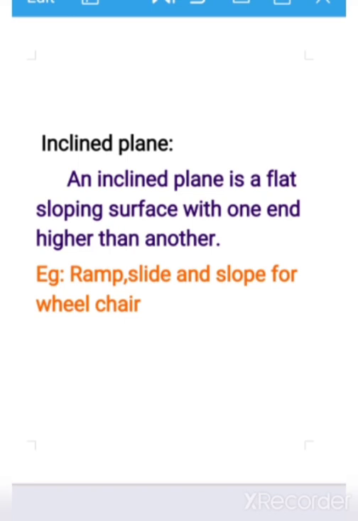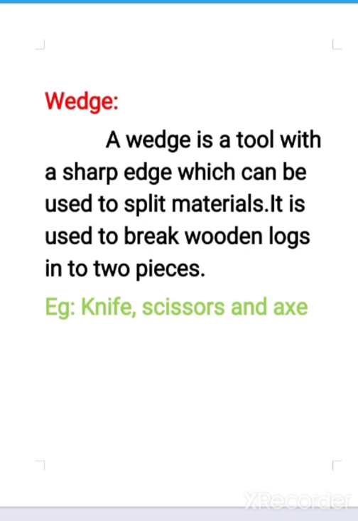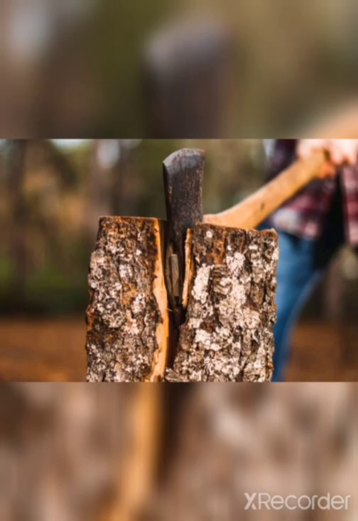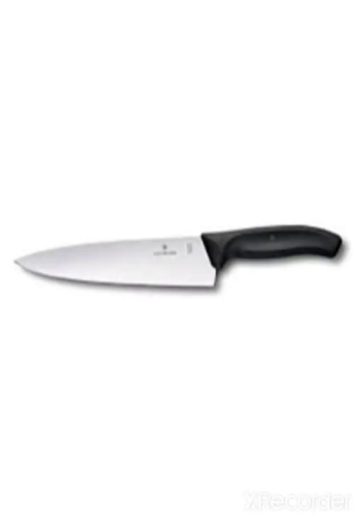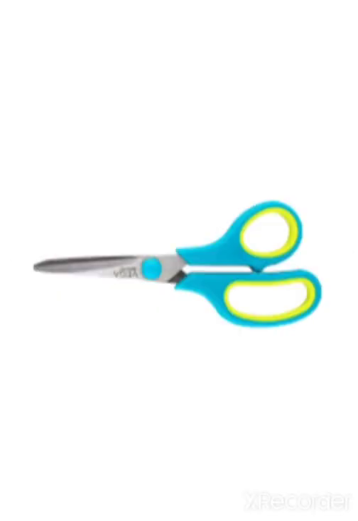Then third one, wedge. So wedge is a tool with a sharp edge. It can be used to split materials, some wood materials. It is used to break wooden logs into two pieces. For example, knife, scissor and axe.